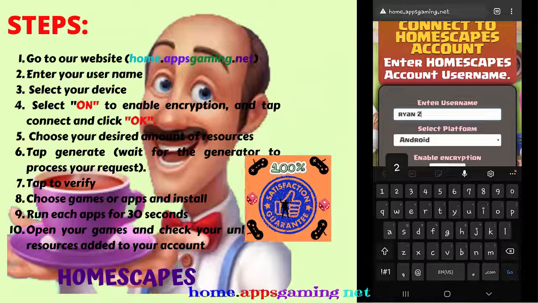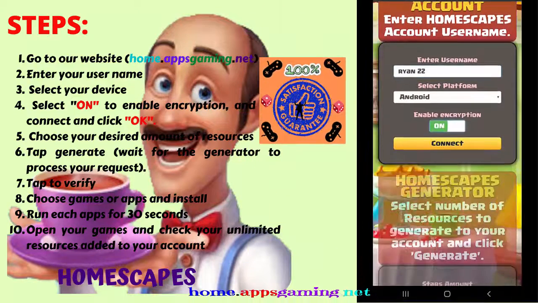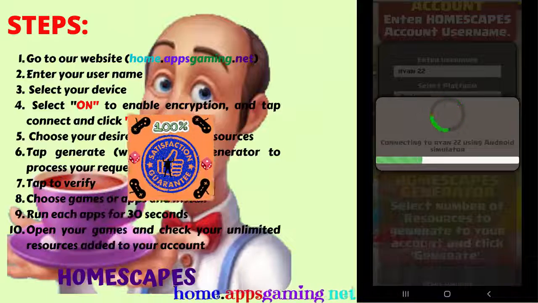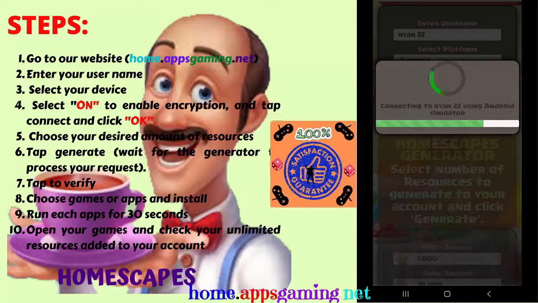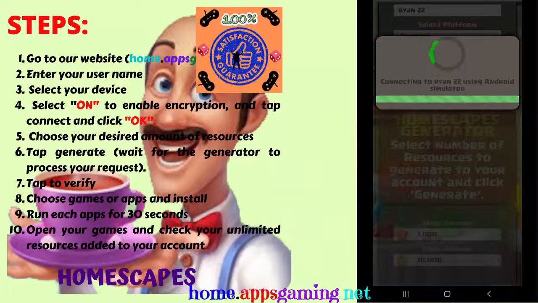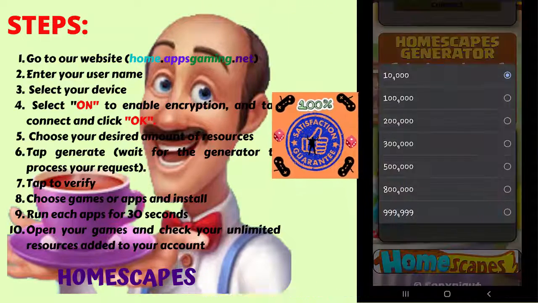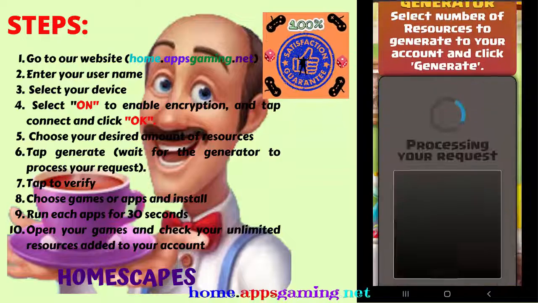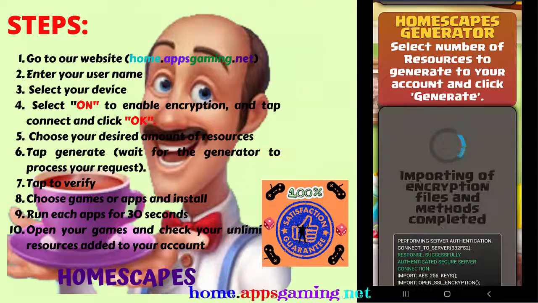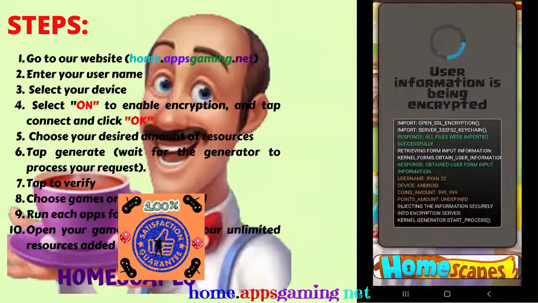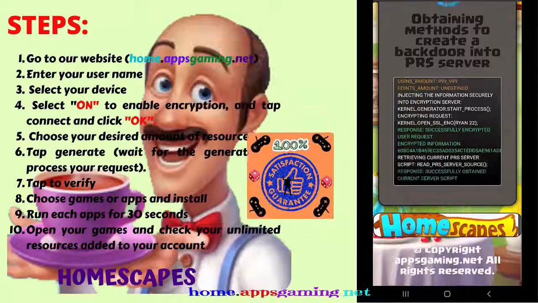First, enter your username. Second, enter the amount of resources that you would like to receive and tap Generate. At this moment of time, you can simply relax and wait for the generator to process your request.